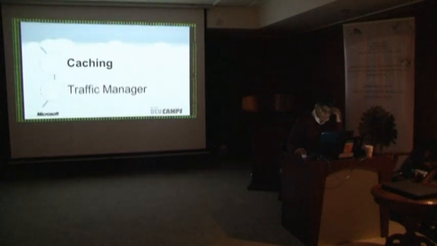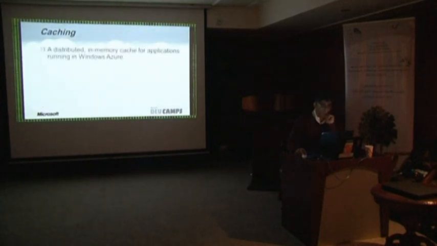Now let's talk about scaling. Now if you want to scale, there are two things that you need to keep in mind. One is caching, and the second is traffic manager. Now what caching allows you to do is it allows you to cache data. Now we saw about the CDN, right? The CDN allows us to cache what? Objects. It does not allow us to cache data. The Azure caching service allows us to cache data.